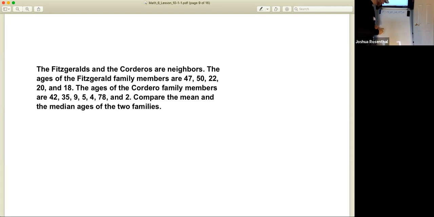And then for the other data set, that's going to refer to the Cordero family. I have a 4 and a 5-year-old, a 9-year-old, a 35-year-old, it's a big family, a 42, oh, and a 2, look at that, brand new, and a 78-year-old and a 42-year-old. They have more data points in there, don't they? They have 5 people in their family. This one has 7 in their family.